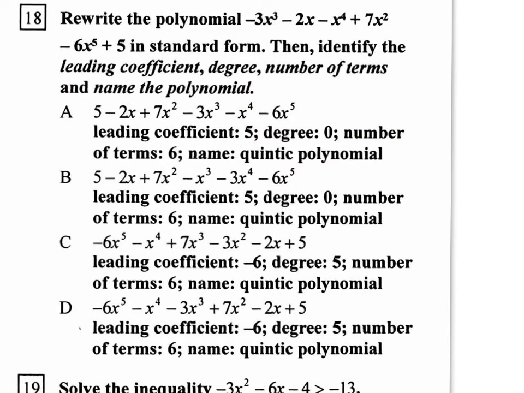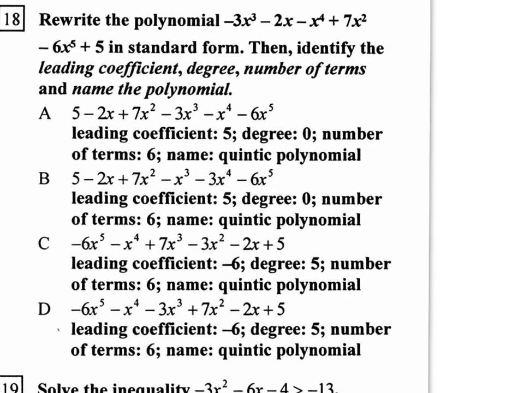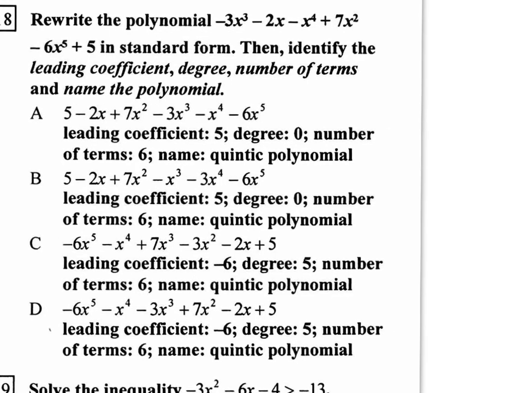Number 18, rewrite the polynomial in standard form, then identify the leading coefficient, the degree, and number of terms in the same polynomial. Standard form implies that you start with your highest exponential term, which happens to be the power of 5. So let's write it in order from highest exponent down to smallest: this one first, and then this one, and then the power of 3, and then the power of 2, and then x, which is negative 2x, and then the constant at the very end.